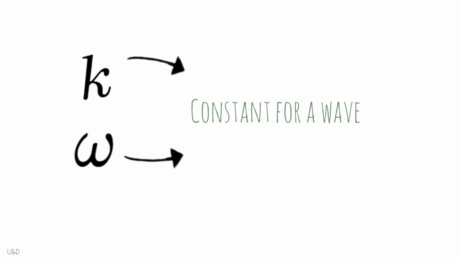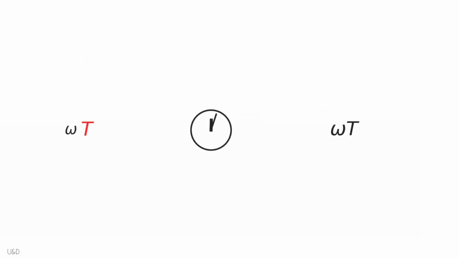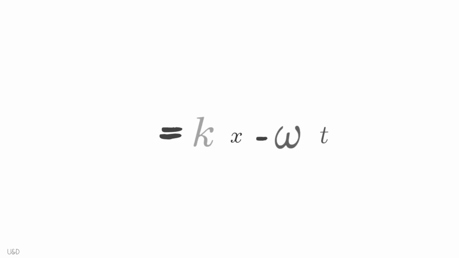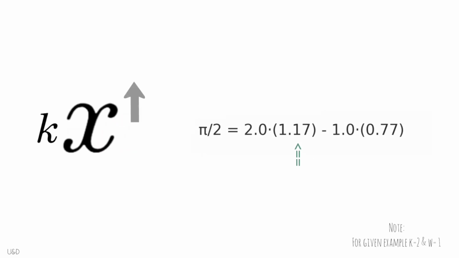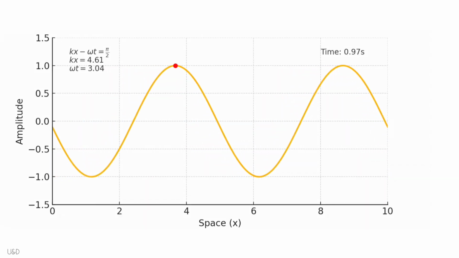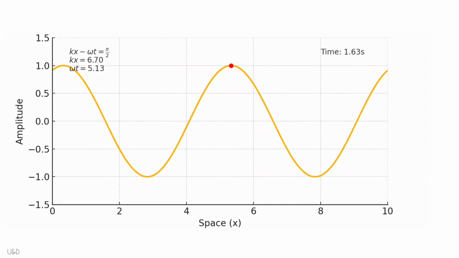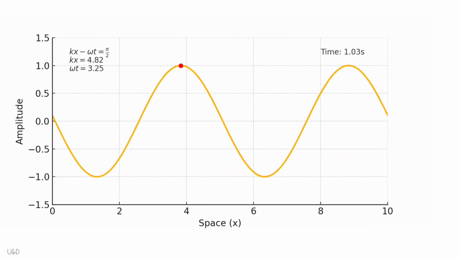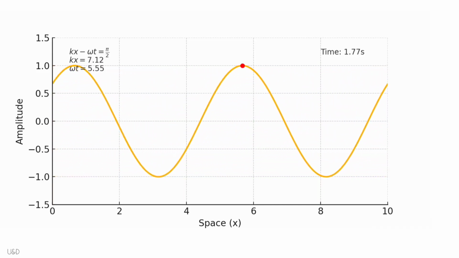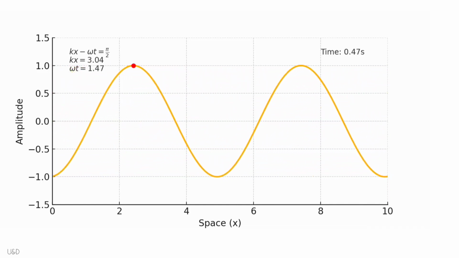Now here's the key idea. Since k and omega are fixed constants for a given wave, as time t increases, the value of omega t increases. But if the left hand side must always stay constant, equal to pi by 2, then the term kx must increase as well to compensate. This means x, the position, must increase. So the peak we are tracking shifts to the right over time. That shifting position is not just a mathematical artifact, it's the motion of the wave. It shows the peak physically moving forward in space as time progresses.